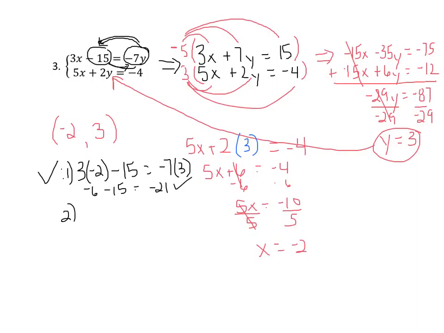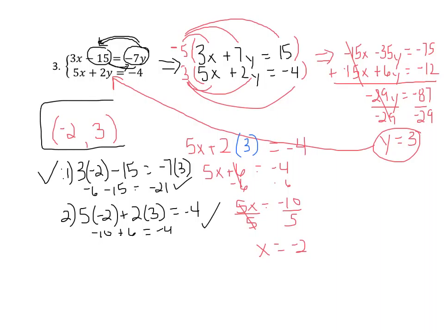Now let's try equation number 2. 5 times a negative 2 plus 2 times a 3 should equal negative 4 if it works. 5 times negative 2 is negative 10. 2 times 3 is 6. And negative 10 plus 6 is equal to negative 4. So yes, it checks. And here is my answer to the system. It's my solution, and it's also my point of intersection.